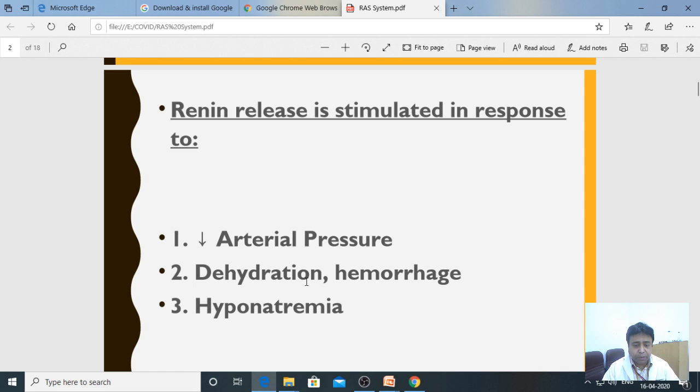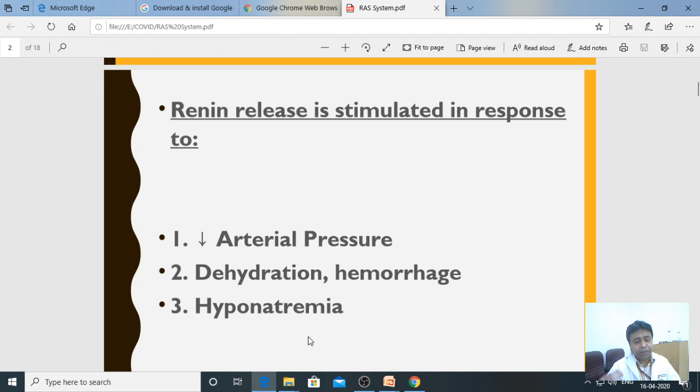Now the thing is that renin is going to be released only when the system encounters these three particular scenarios, or these three particular crises, you could call them. So whenever there is a decrease in the blood volume, whenever there is less circulatory volume, then this system gets activated.